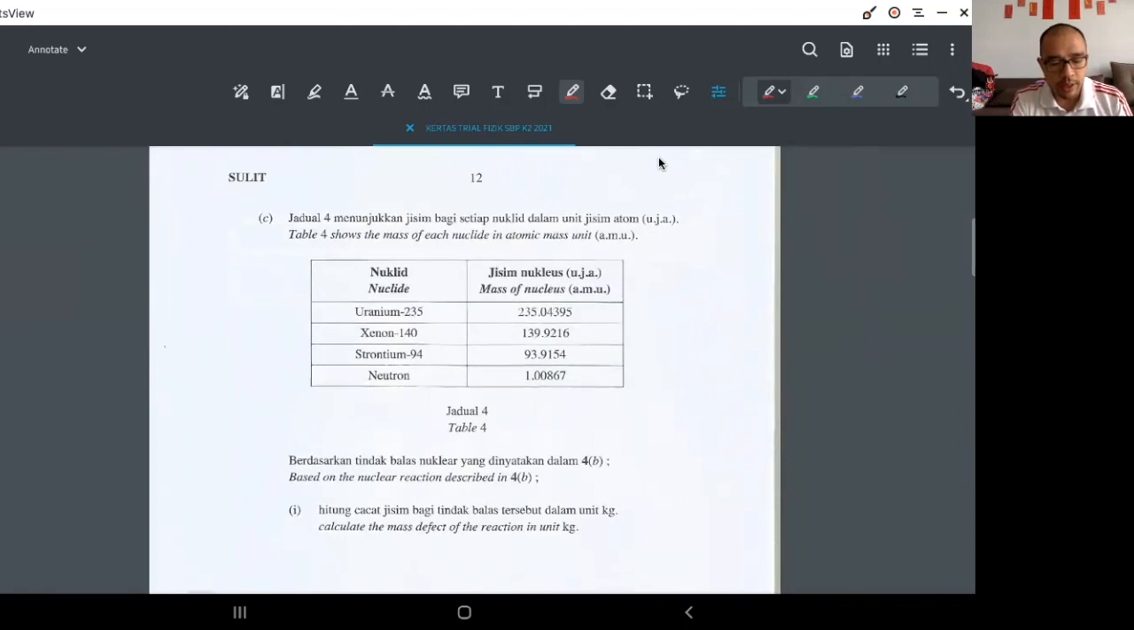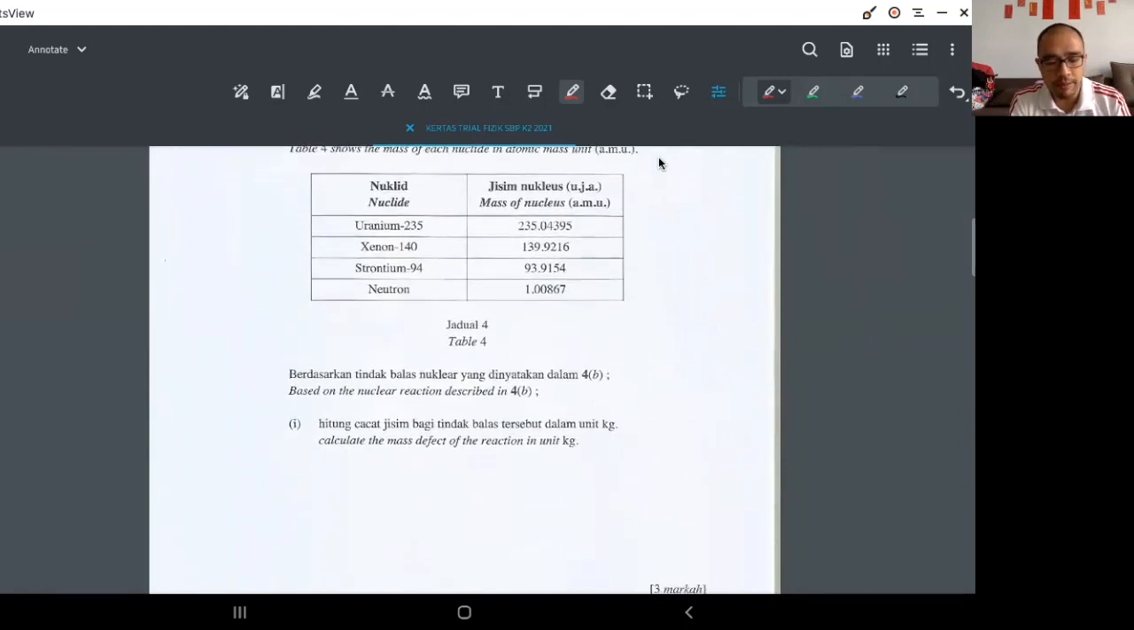Next question. Based on the nuclear reaction described, calculate the mass effect. When we calculate the mass effect, we have to look at before and then after, and subtract. Before is 1 uranium and 1 neutron. So 235.04395 and then 1.00867. So the total will give you, you calculate this.